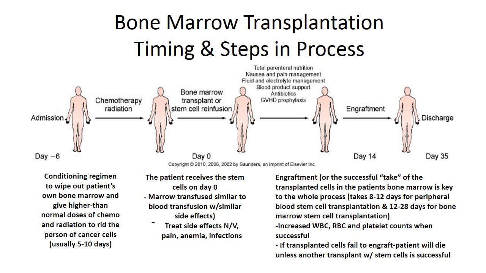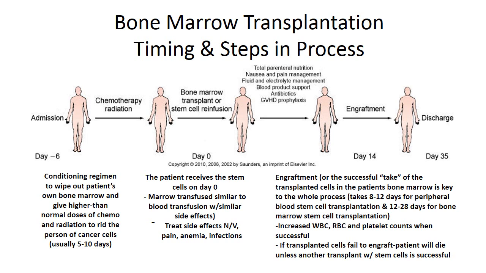So these patients may also need TPN or CVN, total parenteral nutrition, or central venous nutrition, to help aid in that healing process. So by day 14, we think of engraftment, or the successful take of the transplanted cells in the patient's bone marrow, and that is actually the key to this whole process. So we go through the conditioning regimen, we go through the transplant, and this engraftment is what we need to have happen.